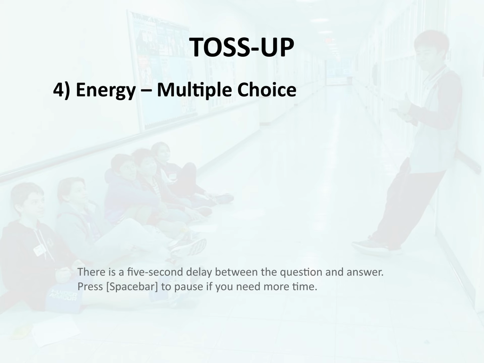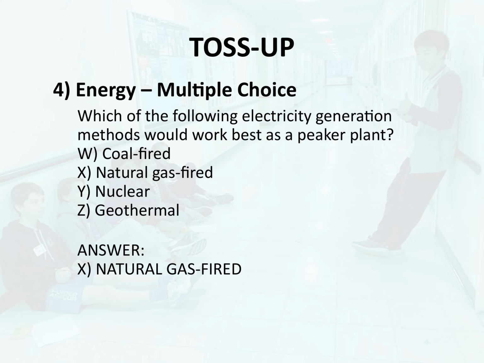Toss-up 4. Energy, multiple choice. Which of the following electricity generation methods would work best as a peaker plant? W. Coal-fired. X. Natural gas-fired. Y. Nuclear. Z. Geothermal. Answer. X. Natural gas-fired.